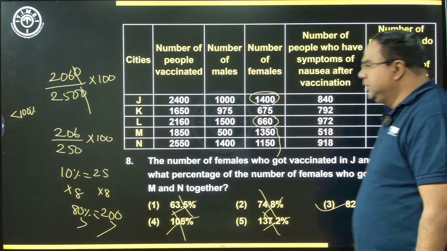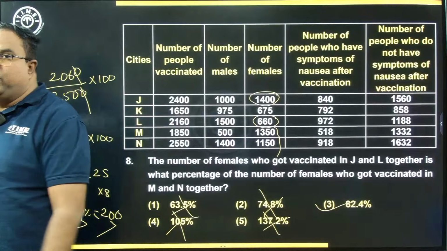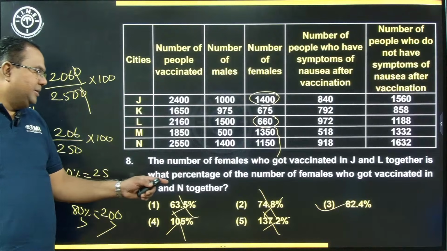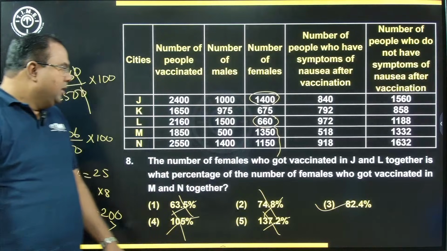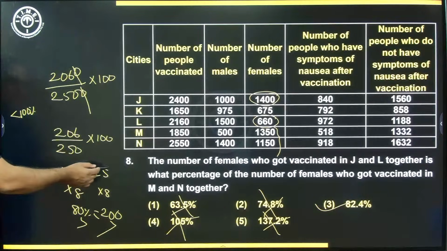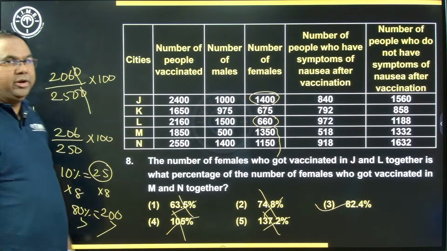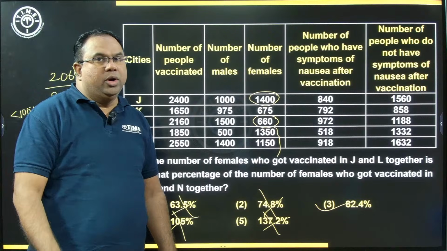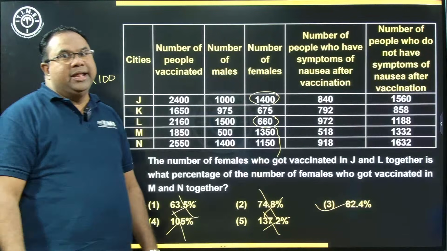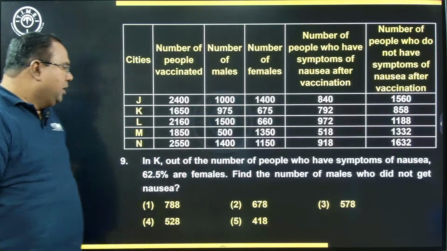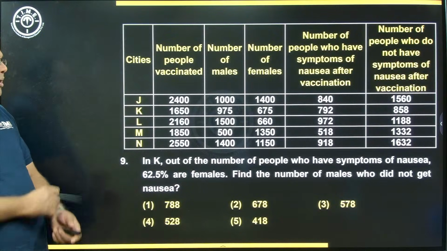Is this clear? 206 by 250, when I cancel out that 0, it has to be less than 100%. So both these options are more than 100%, and we can eliminate them. And also we know 10% is 25. 25 times 8 is 200, so 80% will land up at 200. I need 206, more than 80%. There is only one option with more than 80%. Try this question, students.